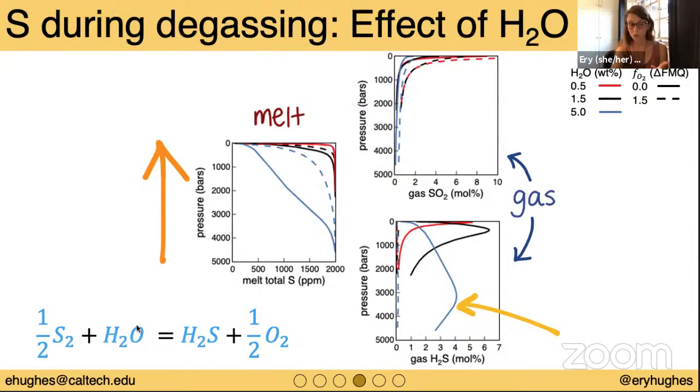And when you've got a lot of water in the system, this drives the reaction to the right to produce H2S. And therefore, we need to be degassing sulfur from the melt to provide the sulfur in the gas.